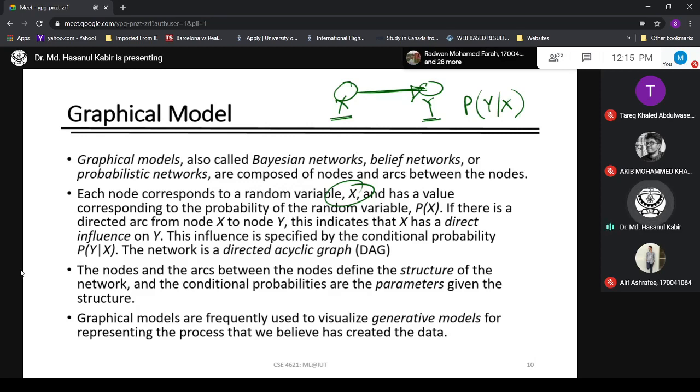How we define the nodes and arcs and the relationship between them defines the structure of the network, and the conditional probabilities are the parameters given the structure. For example, these are the parameters we have for this particular node. This is just a basic description I'm giving. Graphical models are frequently used to visualize generative models. For generative models, if you want a visual interpretation, you'll often see graphical models being used. For example, in this lecture, we'll be talking about the Bayes network, which can be represented with a graphical model.